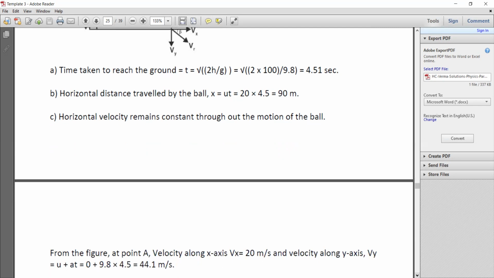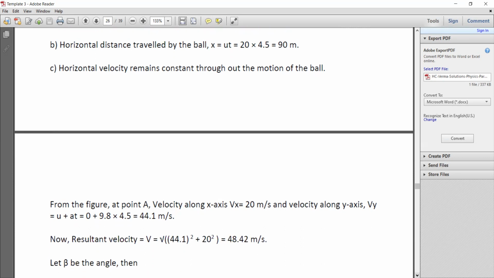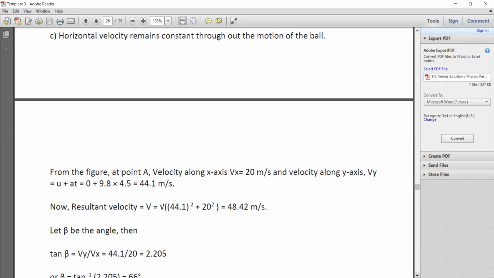C, horizontal velocity remains constant throughout the motion of the ball. From the figure, at point A, velocity along the x-axis vx = 20 meters per second and velocity along the y-axis vy = u + at = 0 + 9.8 × 4.5 = 44.1 meters per second. Now, resultant velocity v = square root of 44.1 squared + 20 squared = 48.42 meters per second.